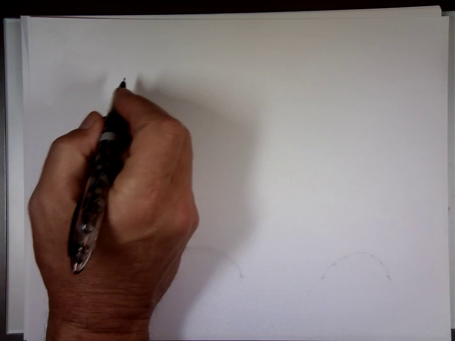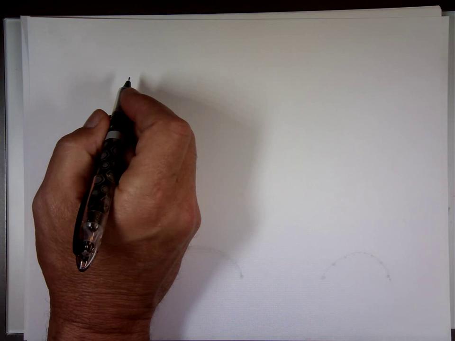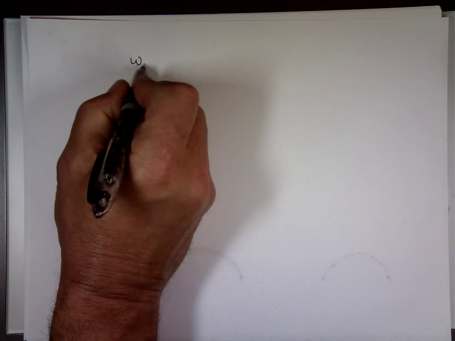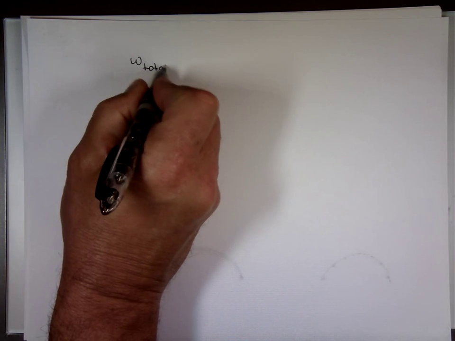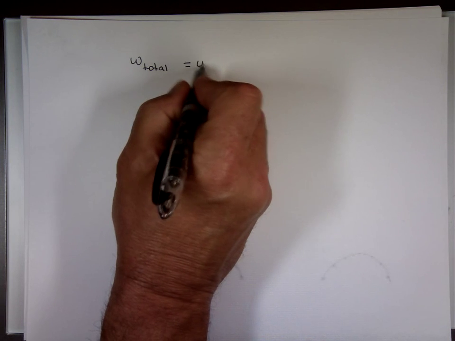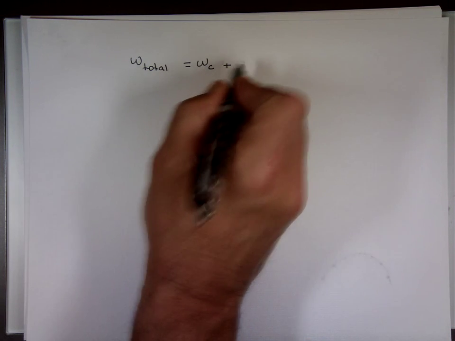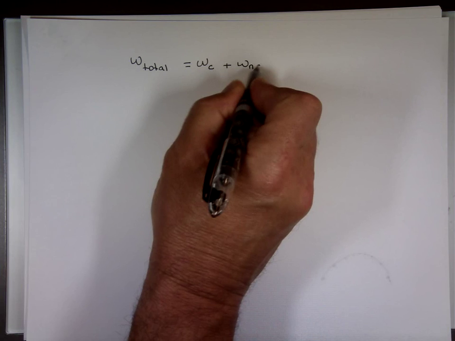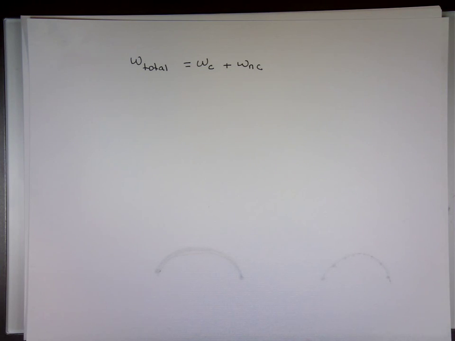Let's take an example. Before we take an example, we said the total amount of energy is actually the work done by the conservative force plus the work done by the non-conservative force. Now let's take an example. Explain what that means.